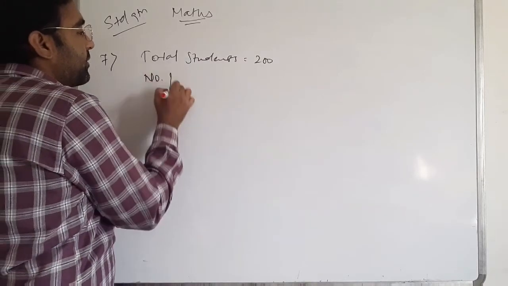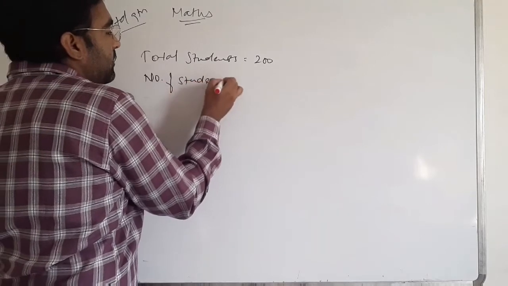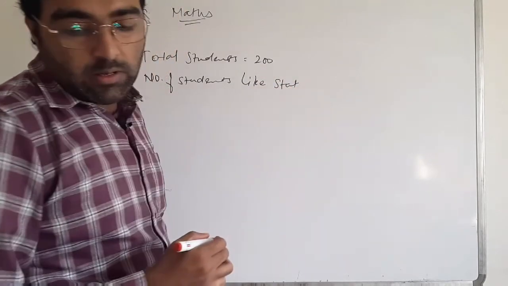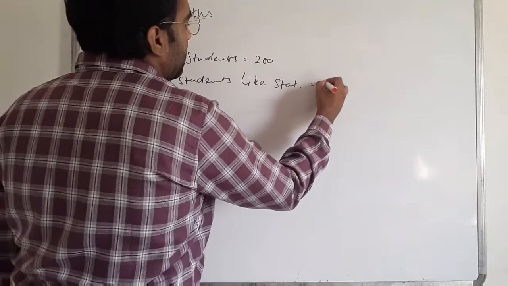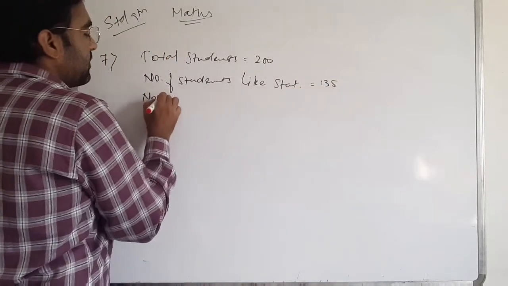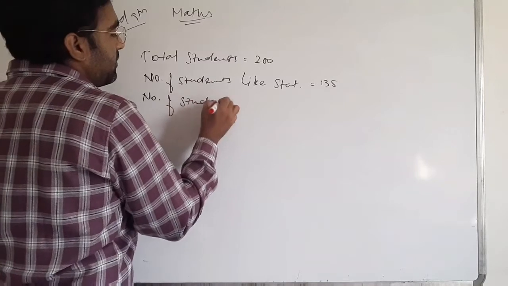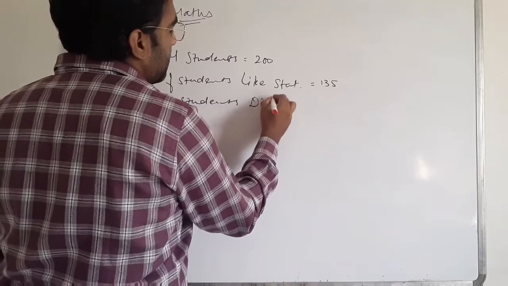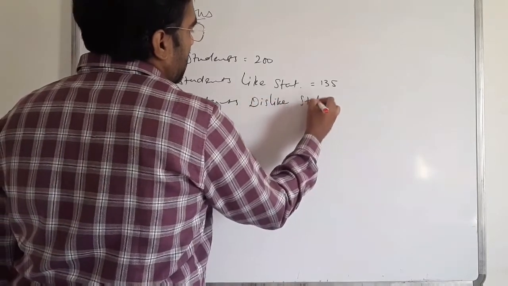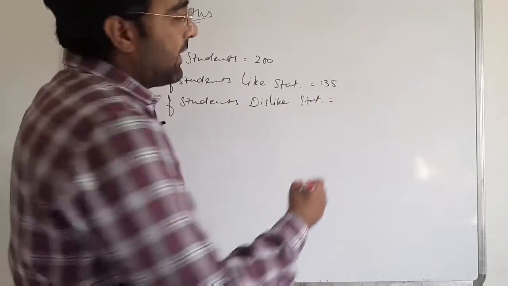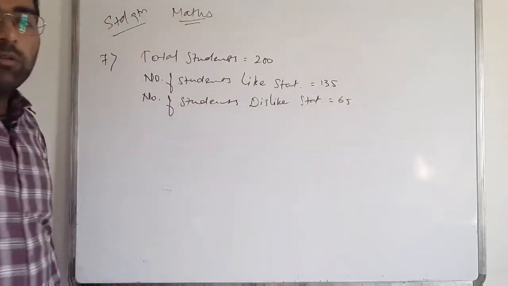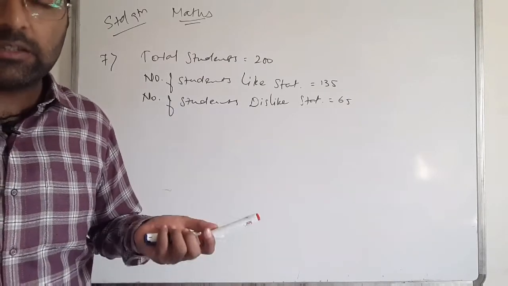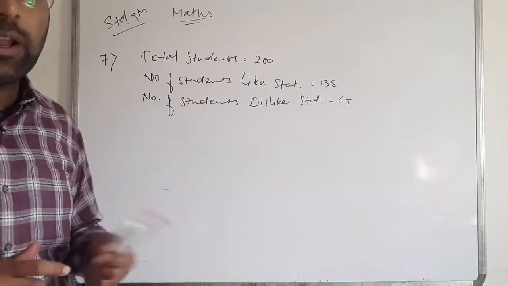Okay, so the number of students who like statistics is 135, and the number of students who dislike statistics is 65. Now my question is to find the probability that a randomly chosen student likes statistics, and second, the probability that the student does not like it.